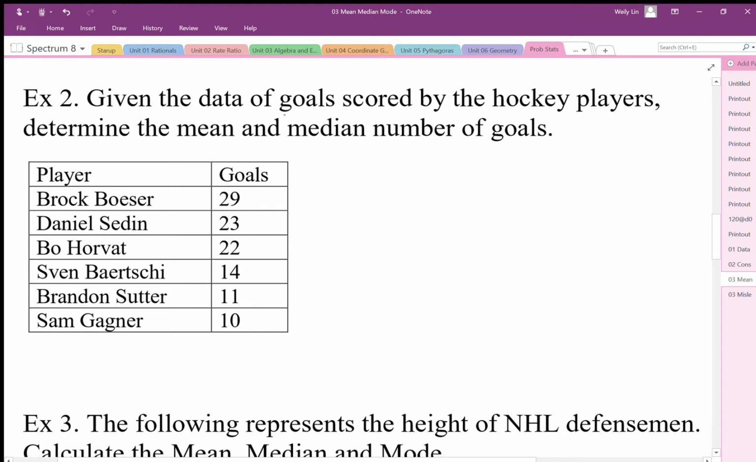median number of goals very easily because we just take the middle guy here. Okay, so that represents my median. So when it's all lined up in order, the median is nice and easy to find. It also asks you to find the mean.